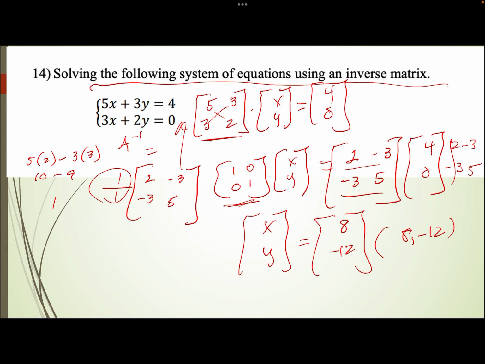Okay? Now 15 on this page, remember we skipped, so you don't need to do 15. So that's it for page 6.